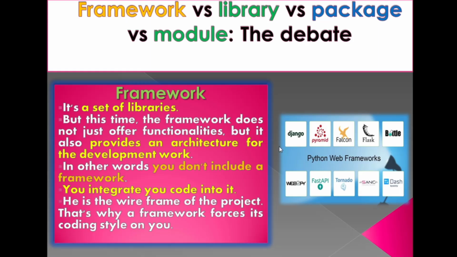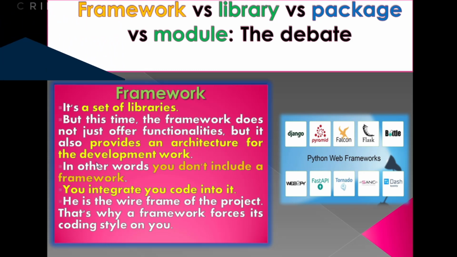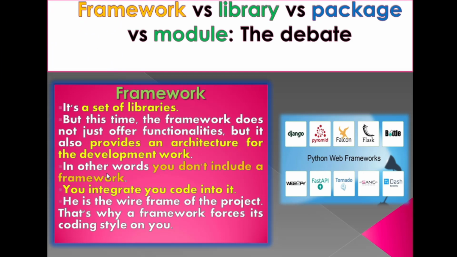In Python, you can use many important frameworks, such as Django, Pyramid, FastAPI, Tornado, Dash, and others. So what is a framework? A framework is a set of libraries. But this time, the framework does not just offer functionalities, it also provides an architecture for the development work. In other words, you don't include a framework, you integrate your code into it. Here's the wireframe of the project. That's why a framework forces its coding style on you.